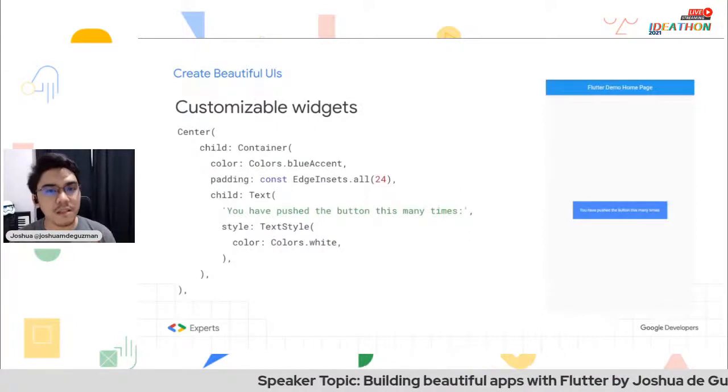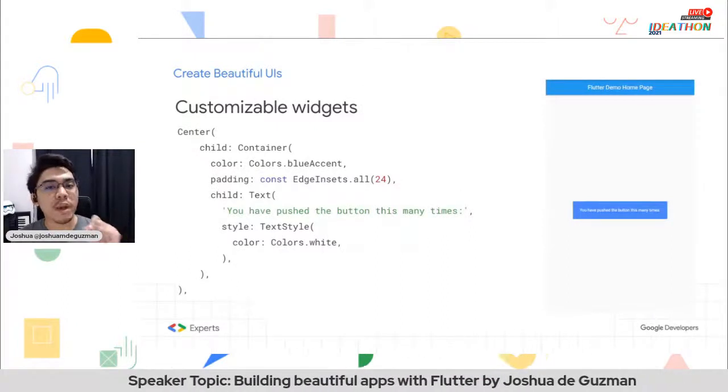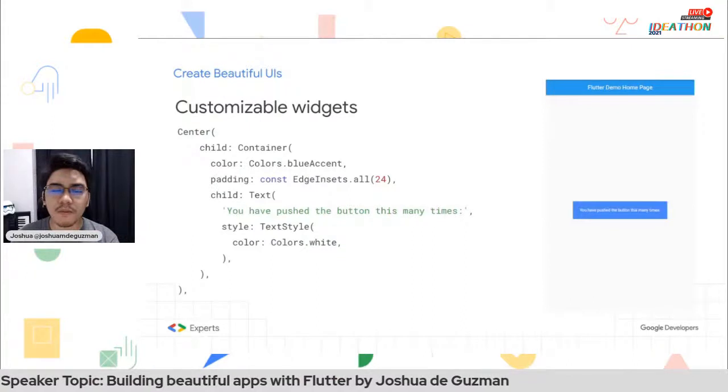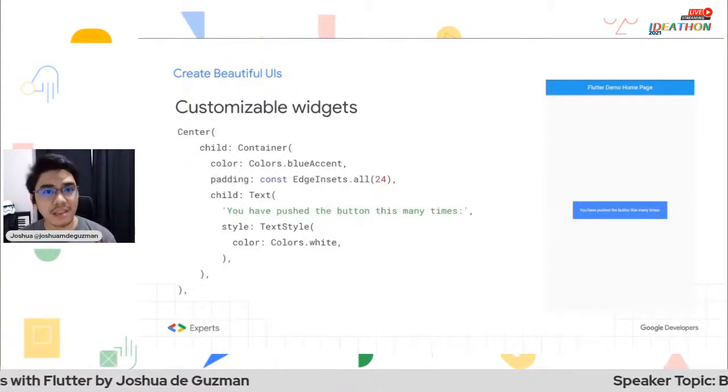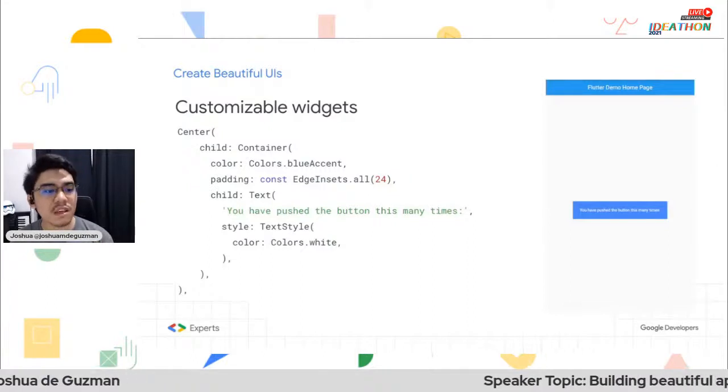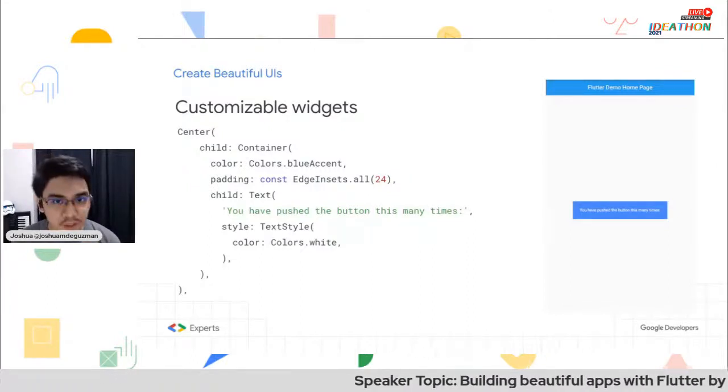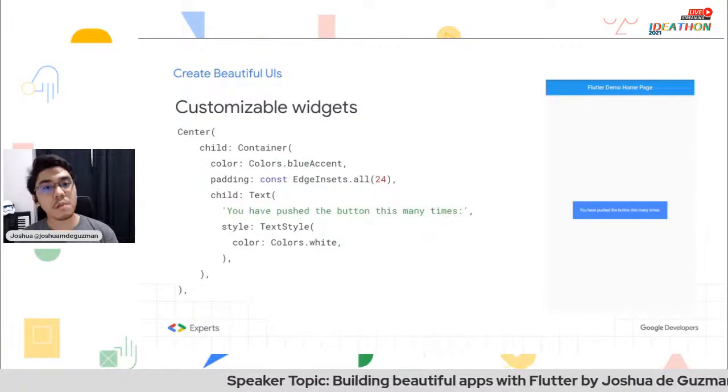Another concept of building UIs in Flutter is the way you customize it. Flutter provides you a rich set of widgets. It has a Cupertino package, and it also has a material package, in which they all expose properties.